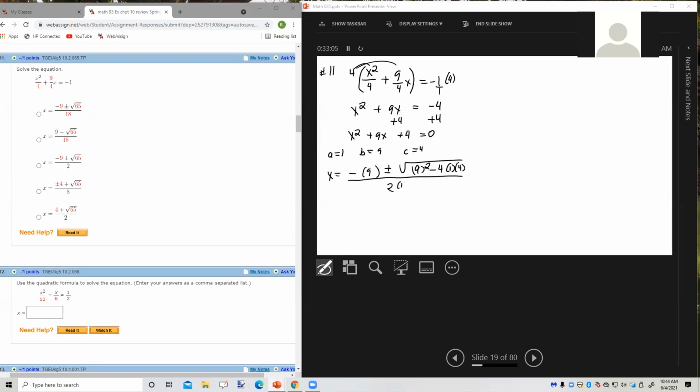all over 2a. Every time I say AC, I think about air conditioning and how nice it would be. Okay, x equals -9 plus or minus the square root of 81 minus 16.